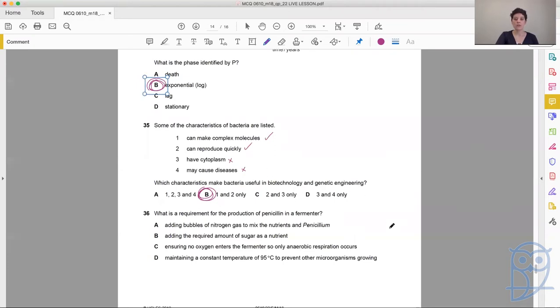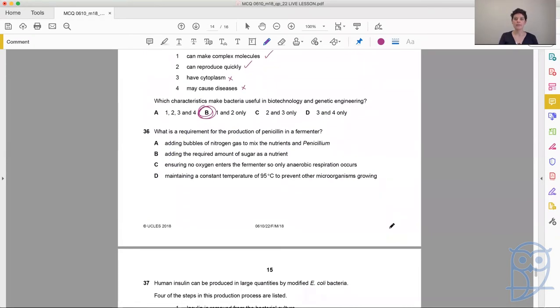What is a requirement for the production of penicillin in a fermenter? Adding bubbles of nitrogen gas to mix the nutrients in penicillin. Adding the required amount of sugar as a nutrient. Ensuring no oxygen enters the fermenter, so only anaerobic respiration occurs. Or maintaining a constant temperature of 95 degrees C to prevent other microorganisms growing. The only one there that is an actual factual requirement is adding the required amount of sugar as a nutrient. We must have the nutrients required in order to produce penicillin.